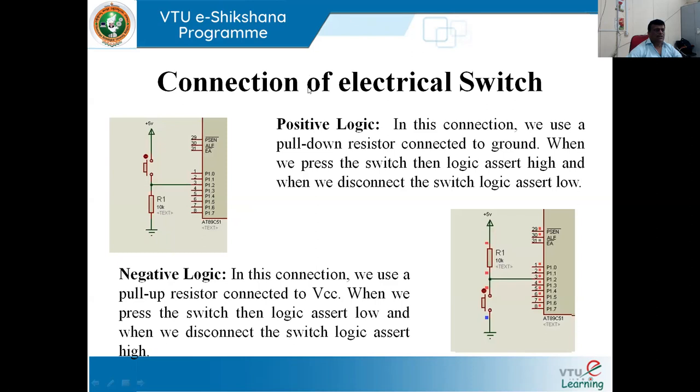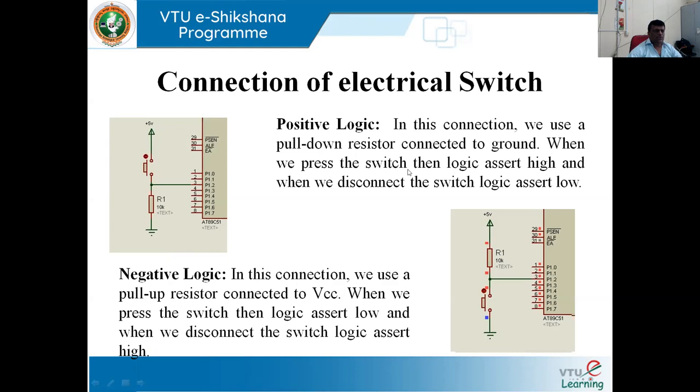Okay, so the connection of the electrical switch can be done in two ways, either using positive logic or using negative logic. What is meant by positive logic is, in positive logic, the pull down resistor is connected to the ground, whereas in negative logic, the same resistor is connected to the VCC. You can see from the figure here, in case of positive logic, this pull down resistor is connected to the ground, whereas in case of negative logic, this pull up resistor is connected to VCC.